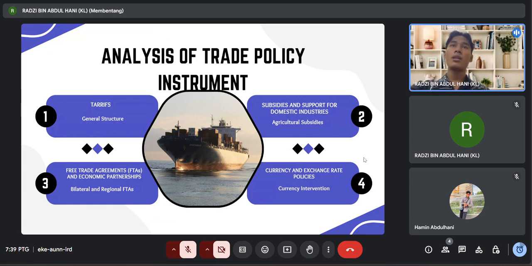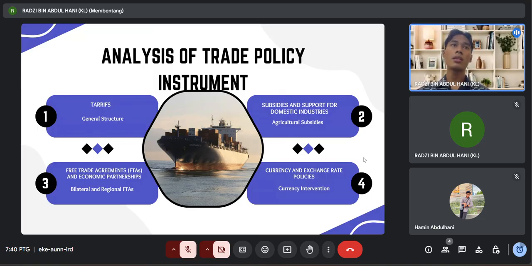The second point is subsidies and support for domestic industry. For agricultural subsidies, Japan provides significant support to its agricultural sector through direct subsidies and price supports, maintaining domestic production and protecting farmers from international price fluctuation.